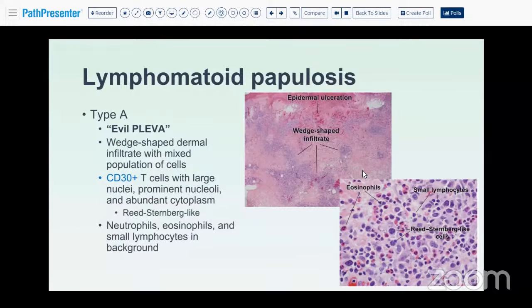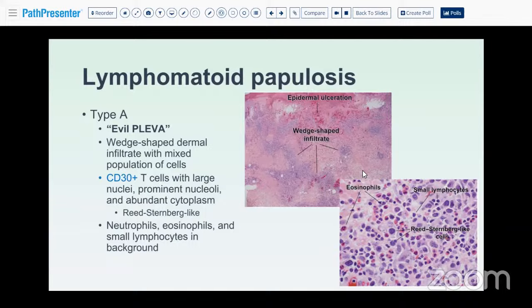Lymphomatoid papulosis is another good answer choice here because type A LyP, also known as evil PLEVA, looks a whole lot like PLEVA. Now, when I was training, there was lymphomatoid papulosis types A through F. I think now they're just marching their way down the alphabet. There's a gazillion subtypes, outside the scope, of course, of this review. But type A is actually the most common and the most likely to be confused both clinically and histologically with PLEVA.